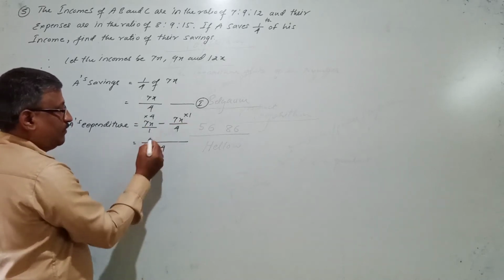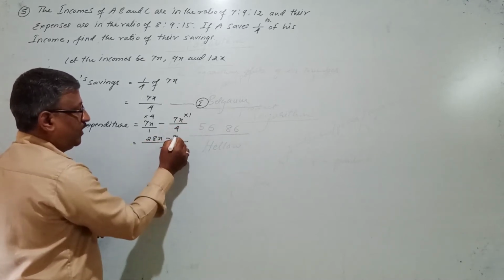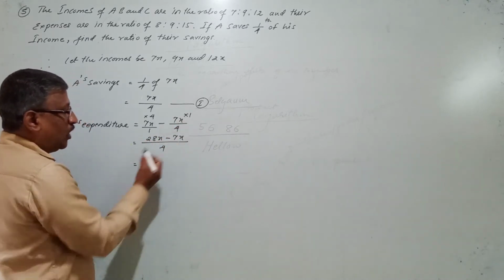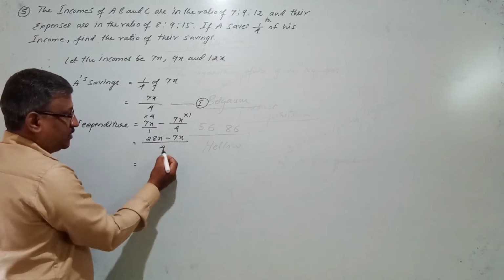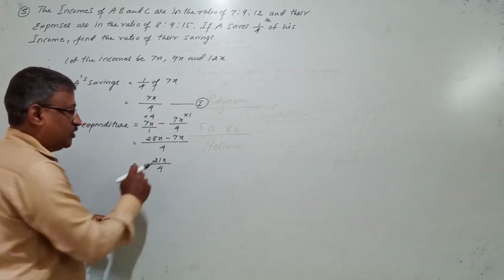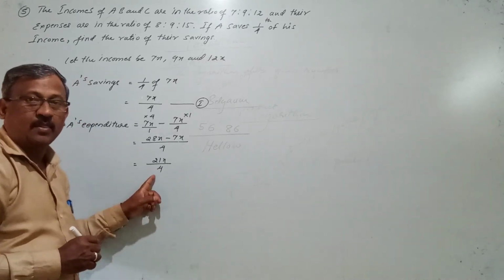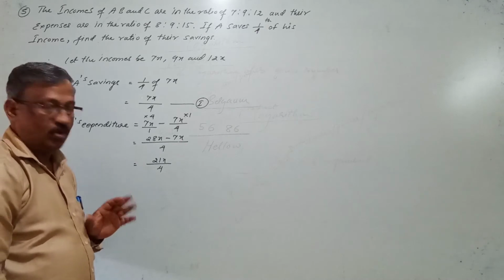And then you do the cross multiplication. So 4 into 7x you will get 28x, minus 7x into 1, you will get 7x. So 28x minus 7x you will get 21x divided by 4. So this is how you will come to know A's expenditure. Now A's expenditure is known, right?